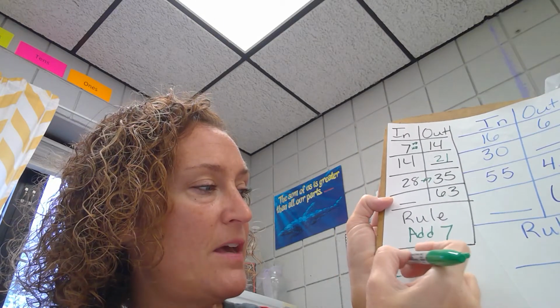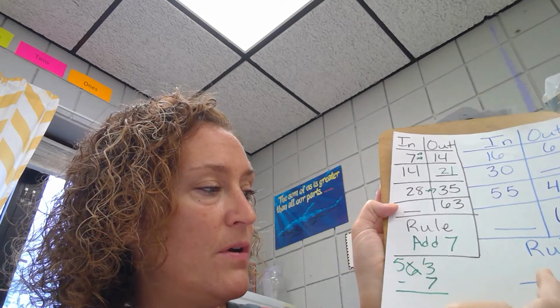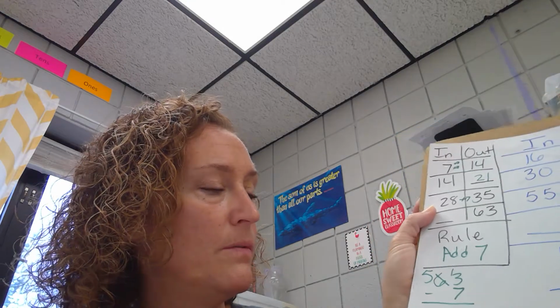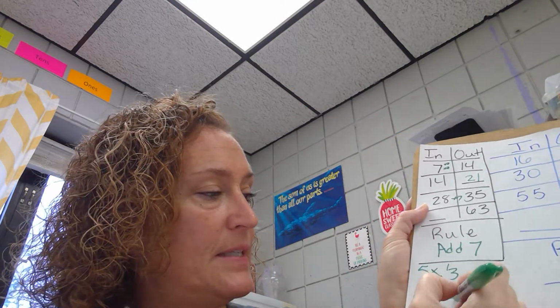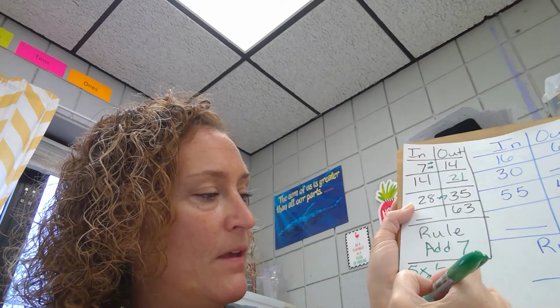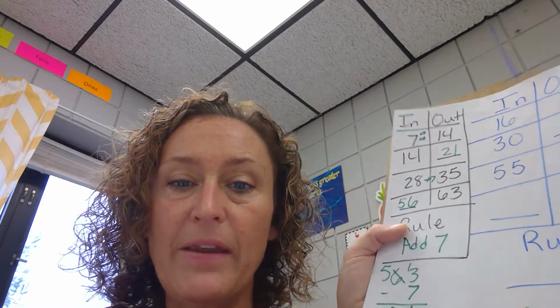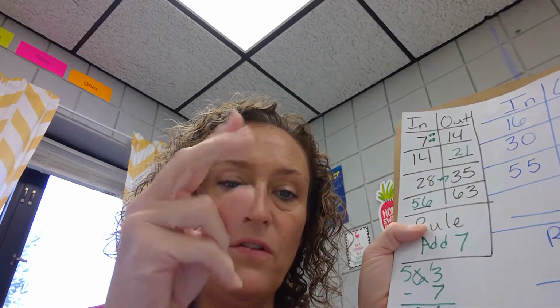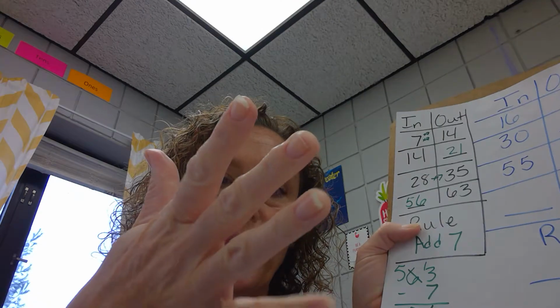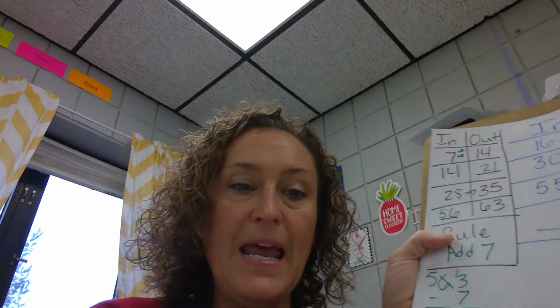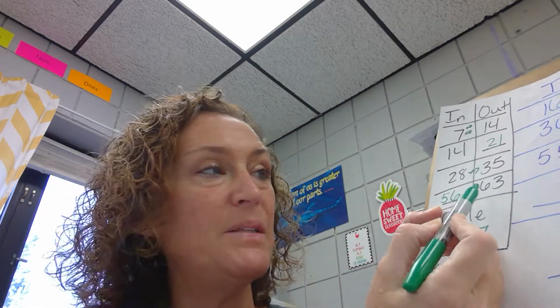I'd have to make that a 5 and borrow. That's a 6. 56. So it looks like 56 goes in, 63 would come out. And I can check that by going 57, 58, 59, 60, 61, 62, 63. And I do get that. So that must be correct.